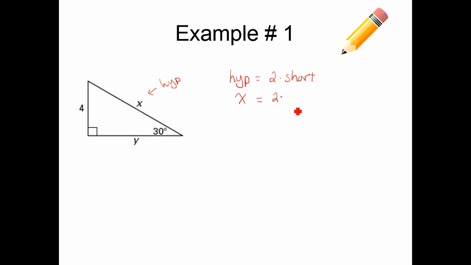2 times, what's the short leg in our picture? The short leg is 4. So x would equal 2 times 4, which happens to be 8. So I know that the x is 8.